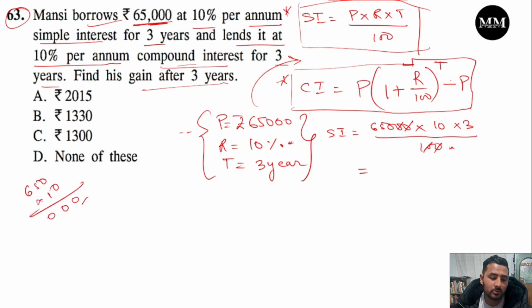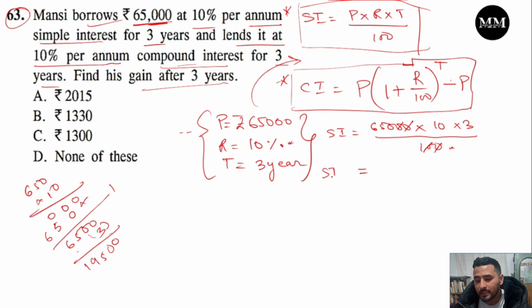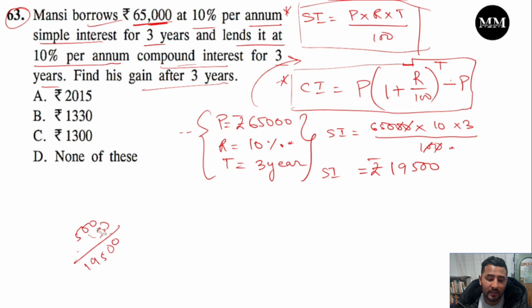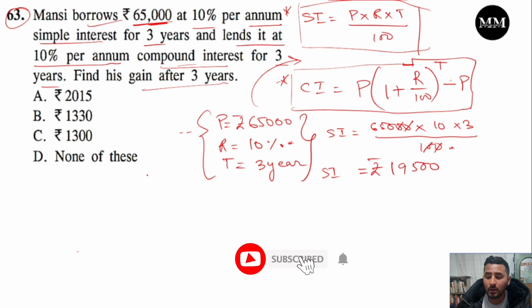0 0 0. 1 into 0 is 0, 1 into 5 is 5, 1 into 6 is 6. So 6500. Then multiply by 3. 3 zeros is 0, 3 zeros is 0, 3 fives are 15, carry 1, 3 sixes are 18 plus 1 is 19. So how much simple interest are we getting? Rupees 19,500. So simple interest is 19,500. Now we have to find compound interest also.